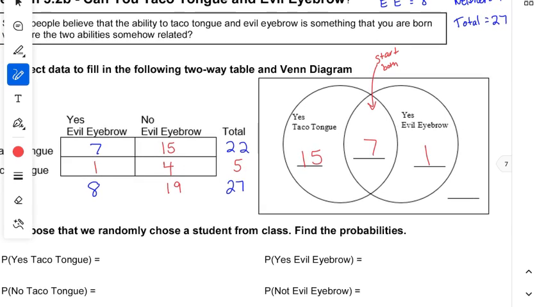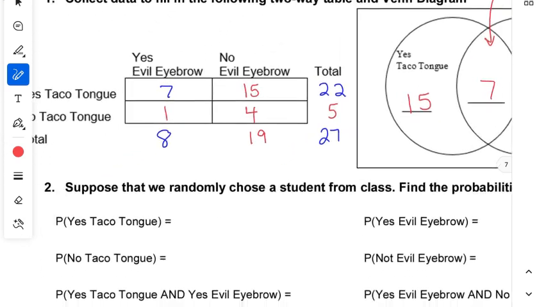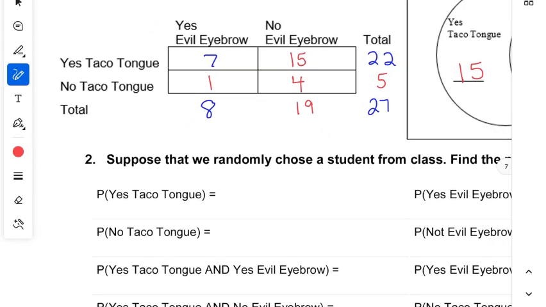And then this little blank outside is who can't do either one. So that would be the neither. We have 4 people who could do neither. So you can use the two-way table or the Venn diagram to come up with your probabilities. It says, suppose that we randomly choose a student from the class, find the probabilities. So yes, taco tongue. How many yes, taco tongues did we have? 22 out of 27. And we can leave it just like that. You don't have to simplify it.